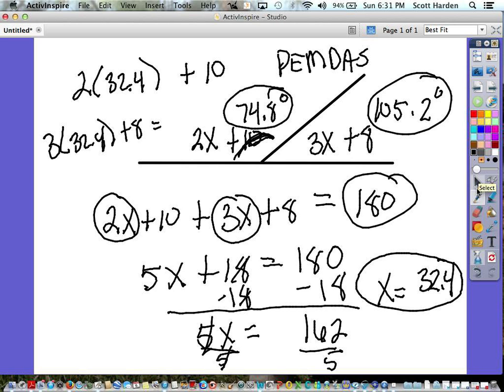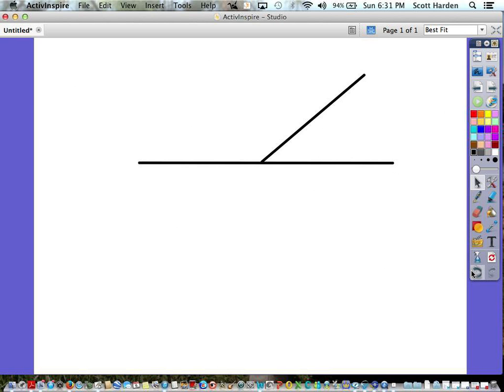Now we want to look at one that is complementary. And what do we know about complementary? Well, complementary angles add up to 90 degrees. So instead of the example that we just showed, which was 180, we work it very, very similar to this one.